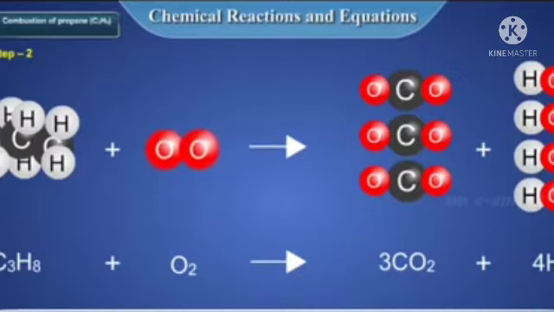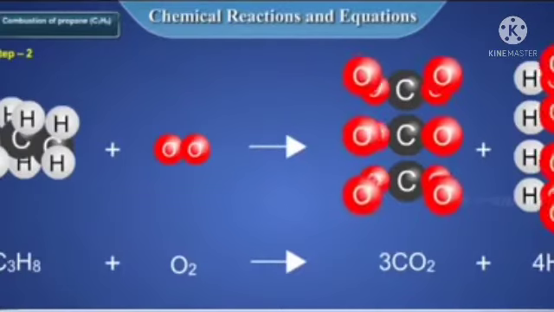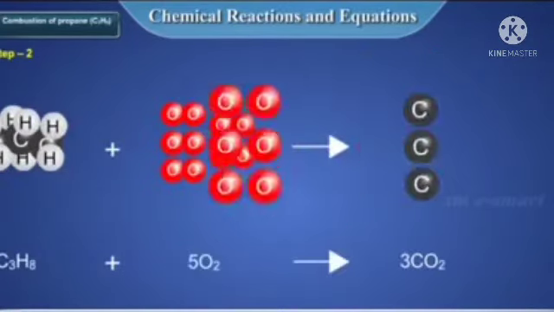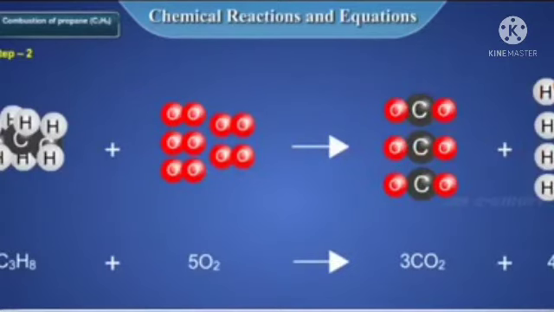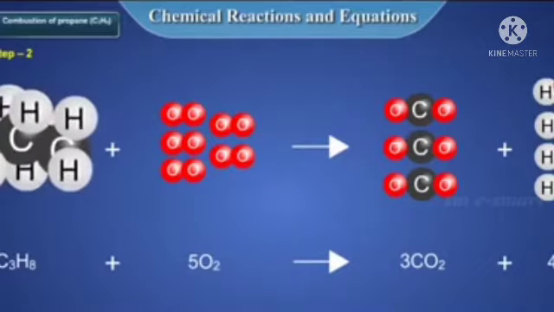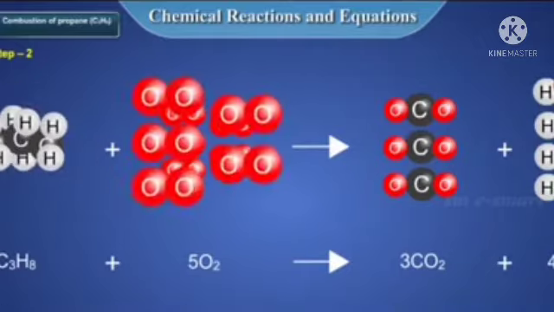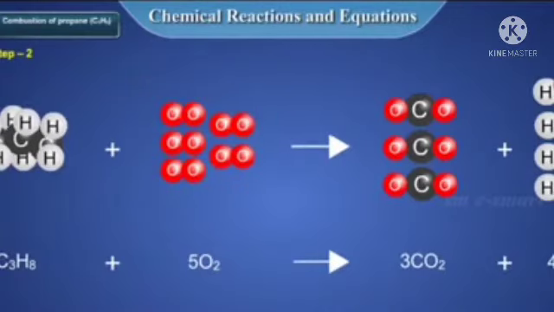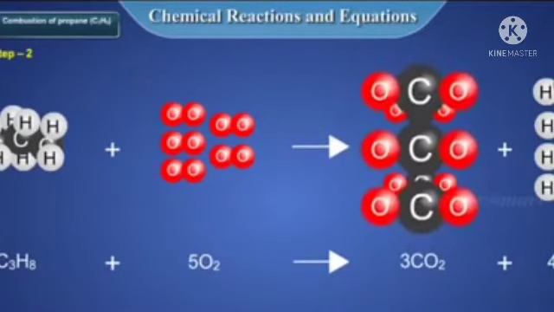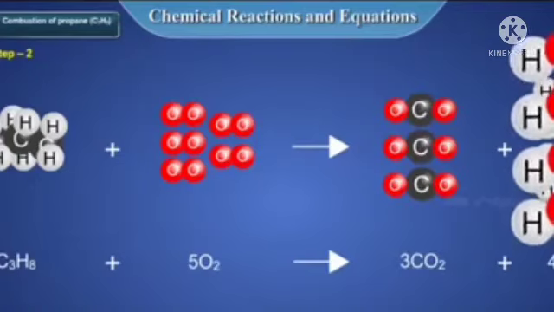Finally, look at the number of oxygen atoms. Left side 2, right side 10. By adding a coefficient of 5 to the O2 on the left side, C3H8 plus 5O2, the oxygen gets balanced. 3 carbon dioxide plus 4 H2O.